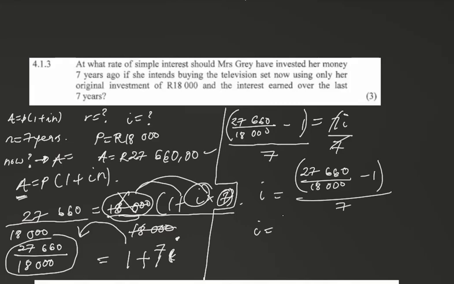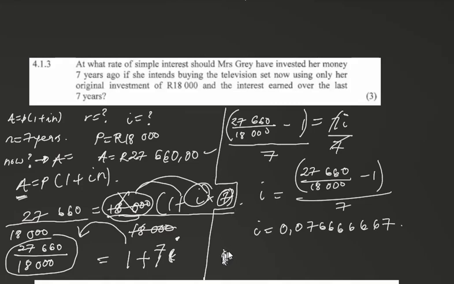So I have 27,660 all over 18,000. From there, I minus 1, close brackets, all that divided by 7. That gives me 0.07666666. But then, there must be a point where this thing ends. So let me put a 7 there, because it's 66666. When I round it off, it becomes a 7, right?